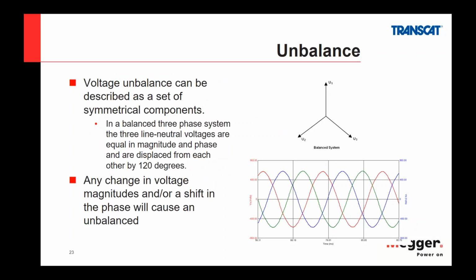So voltage unbalance can be described as a set of symmetrical components. In a balanced three-phase system, all the line to neutral voltages would be equal in magnitude, and the phases would be displaced from each other by 120 degrees. So any change in that would cause unbalance in the system.